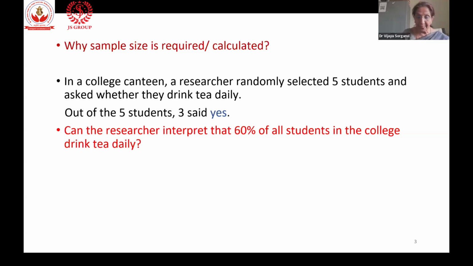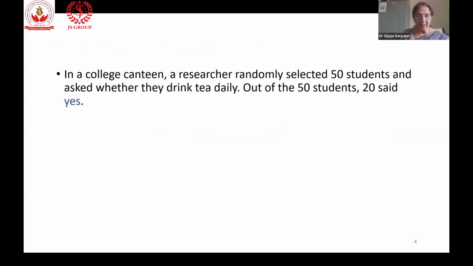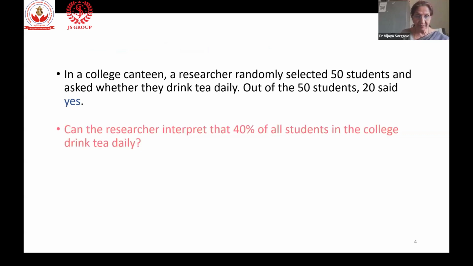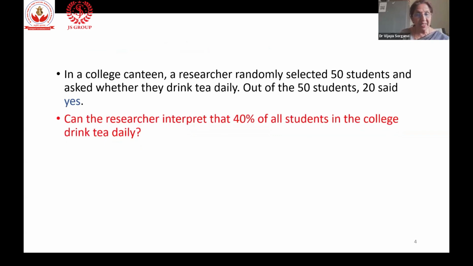So look at this example, same statement. In a college canteen, a researcher randomly selected 50 students and asked whether they drink tea daily. Out of 50 students, 20 said yes. Can he interpret that 40% of students take daily tea in his college? Give the answer in the chat box. Here there are 3 options: yes, maybe, and no.